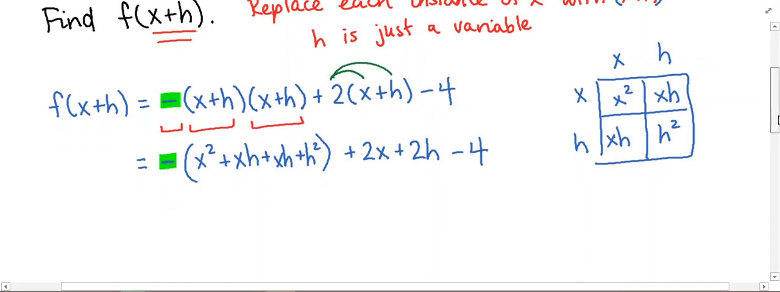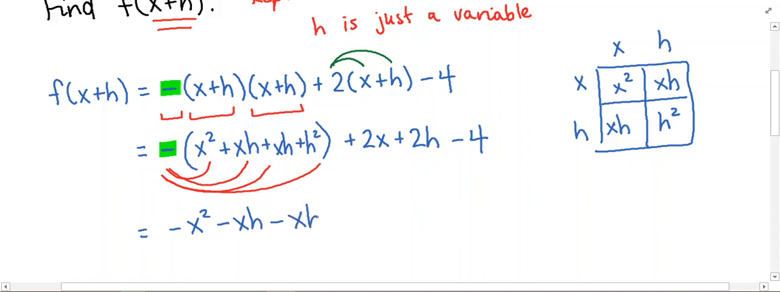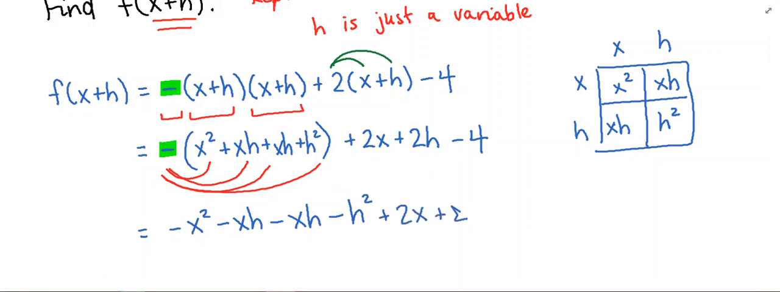Okay, in the next step, we need to take this minus sign and distribute it through the parentheses. So we're going to have to send the negative sign here, here, here, and here. Remember, if you're sending the negative sign through, it just basically changes the sign of everything in parentheses. So we're going to get negative x squared minus xh minus xh minus h squared. Okay, we're done with the negative sign, because the parentheses are over. So now we need to write down the rest of this. So we'll have our plus 2x plus 2h and then the minus 4.